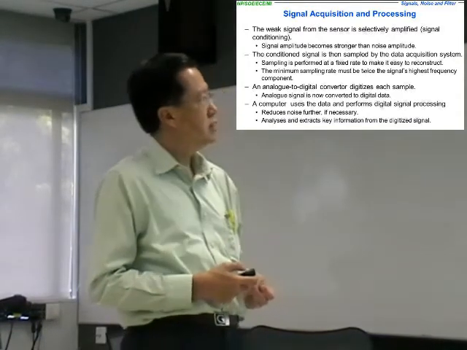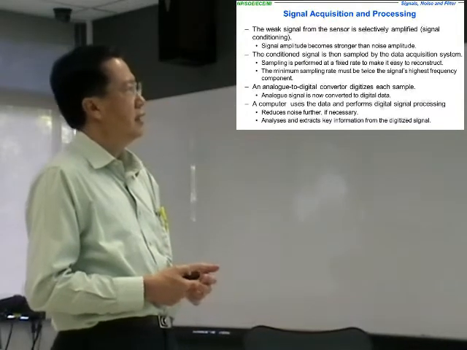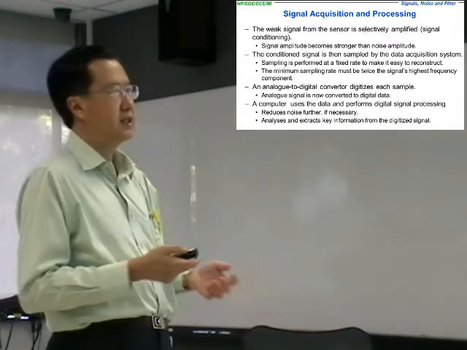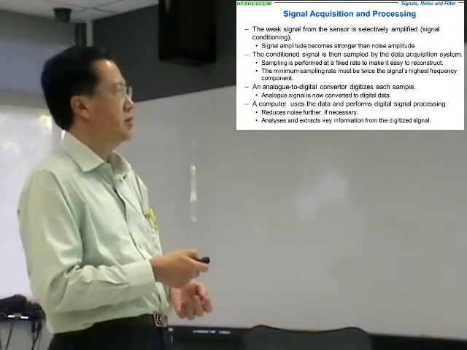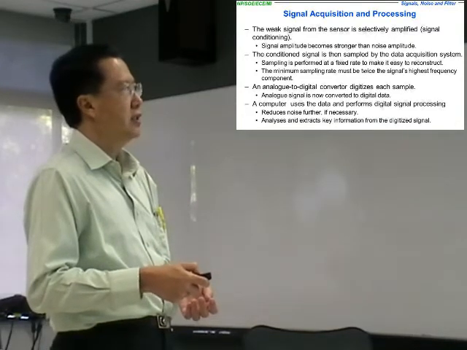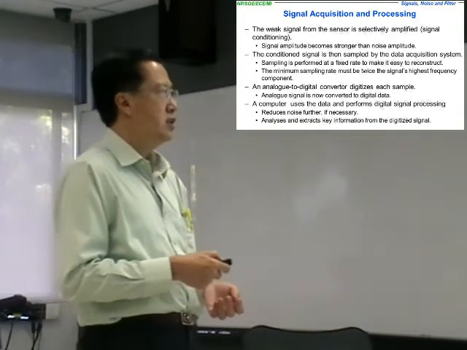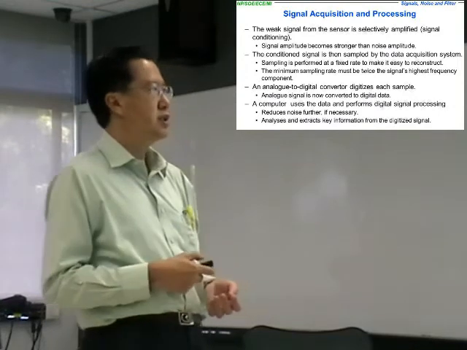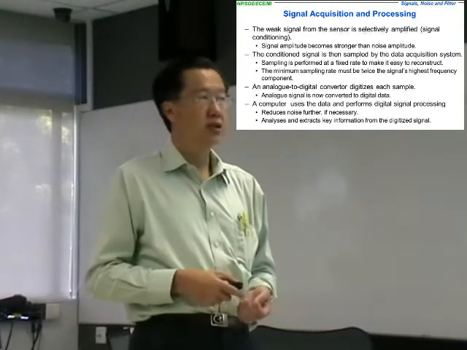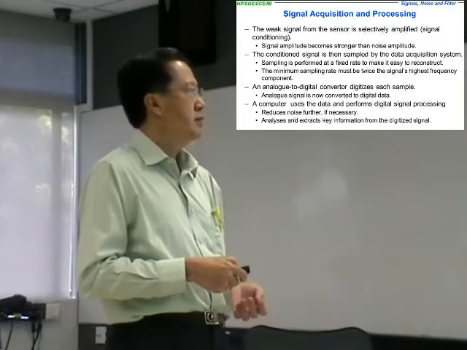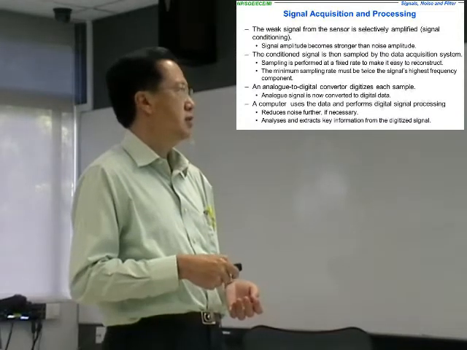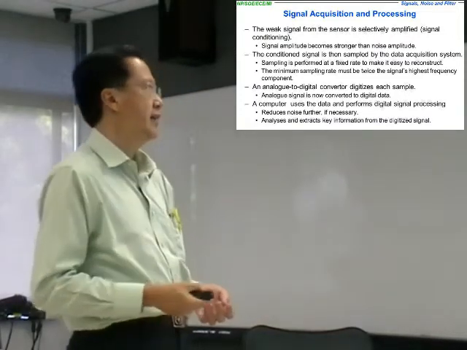So in signal acquisition and processing, the weak signal from the sensor is amplified. That's just a summary of what I spoke, and this slide just covers that, so I'll go quickly through it. The signal amplitude then becomes stronger than the noise amplitude, and the conditioned signal is then sampled by the data acquisition system. Sampling is performed at a fixed rate to make it easy to reconstruct, and the minimum sampling rate to be used must be twice the signal's highest frequency component. Typically we use much higher than that.